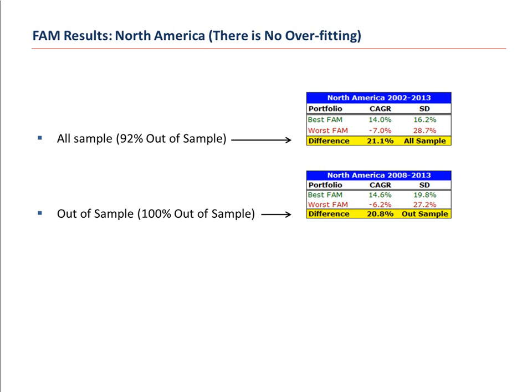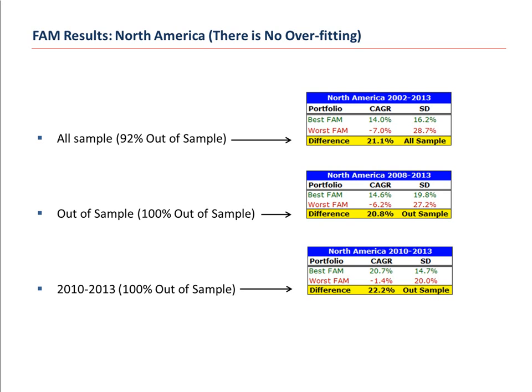Maybe I'm just selecting the data in a way that looks favorable to FAM. I mean, 2008 was a bust, and we know FAM does its best in years where the market goes down hard. Let's look at the years 2010, 11, 12, and 13. Another 100% out of sample. And what do you know? The difference between the top and the bottom is actually better than the all sample or the 2008 to 2013 out of sample. In fact, these numbers are not statistically significant.